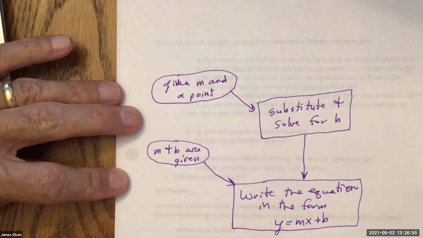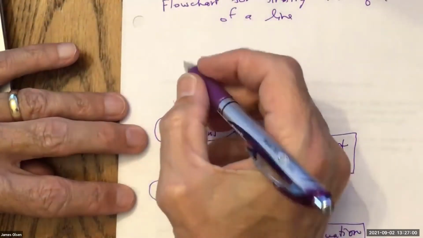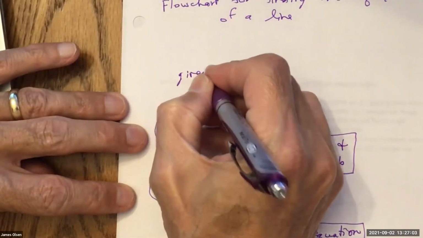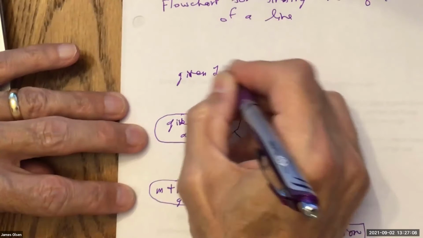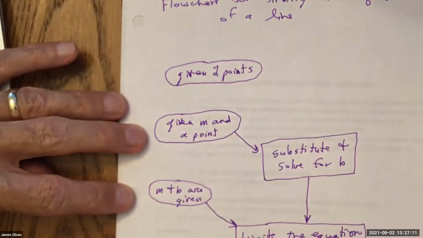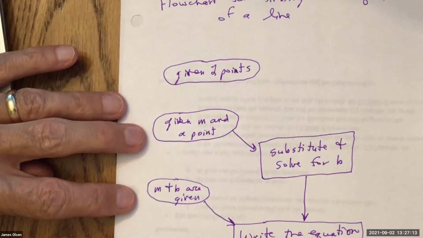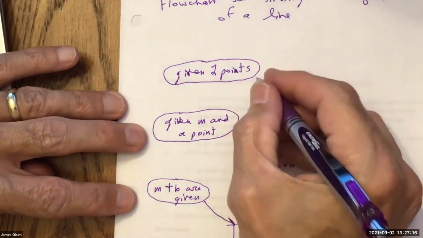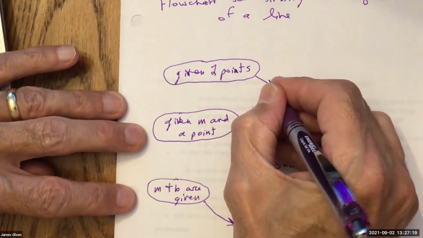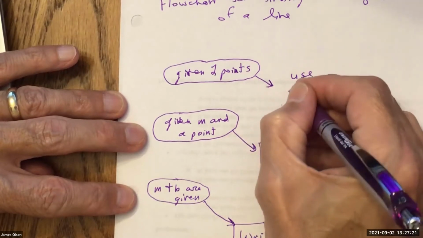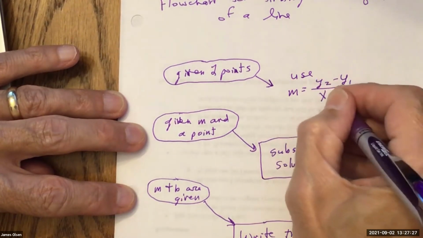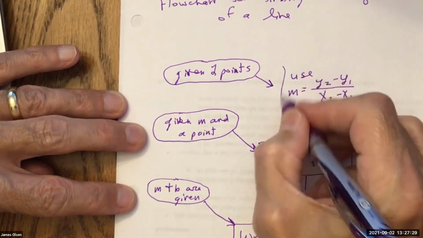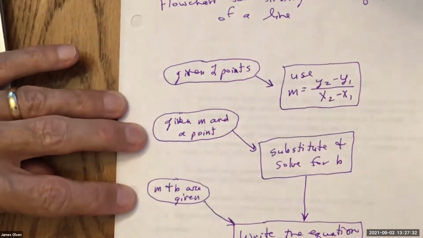The hardest case, it's not too hard, but it's the hardest case compared to these other ones, is if you're given 2 points. So we do not know M and we do not know B. What is it that we should find first? If we have 2 points, we should find M first. So we're going to use M equals y2 minus y1 over x2 minus x1. That's going to give us the slope.